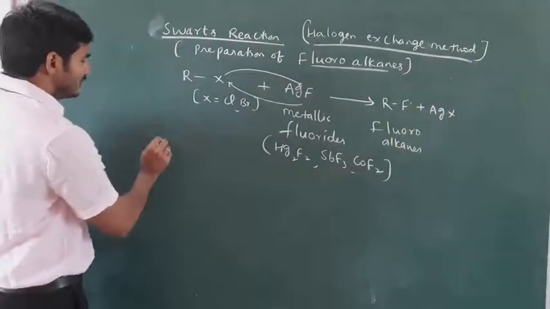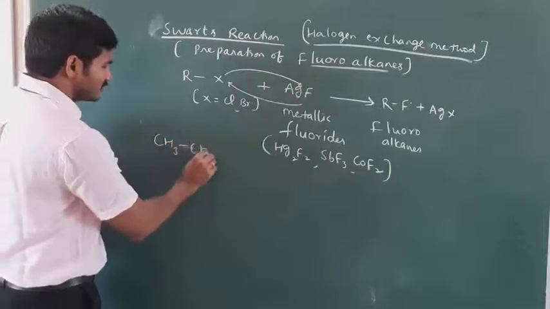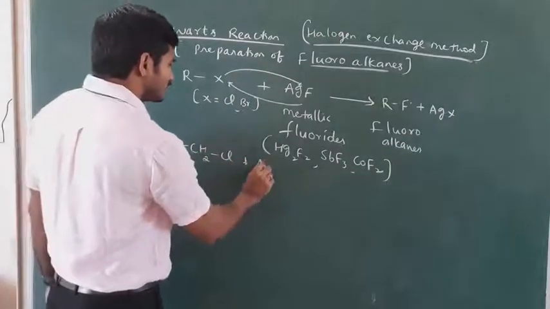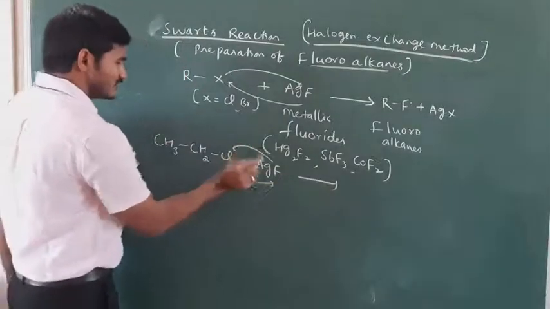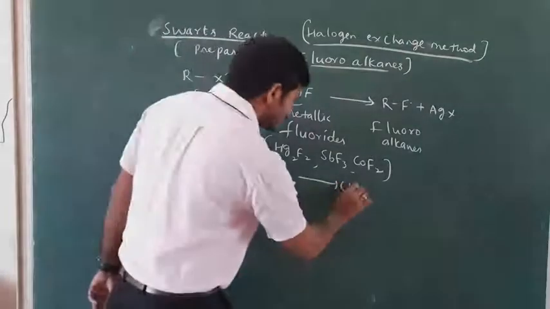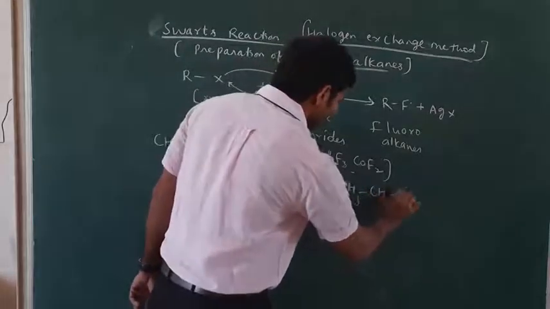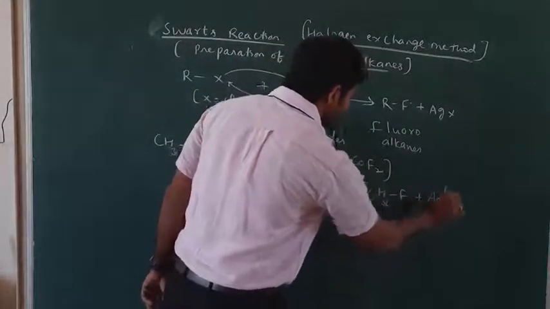I will take one simple example. CH3CH2Cl reacts with AgF. What is the product here? Cl and fluorine are exchanged, and the product is CH3CH2F plus AgCl. A simple reaction.